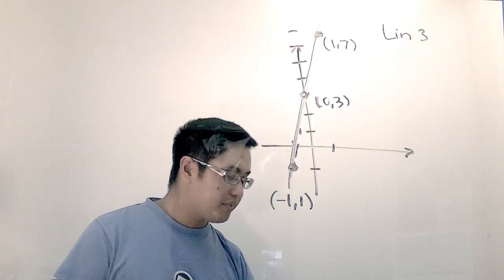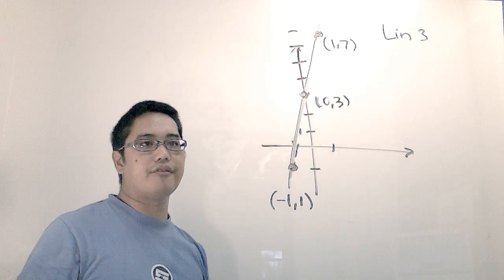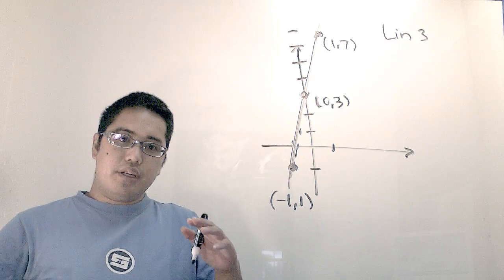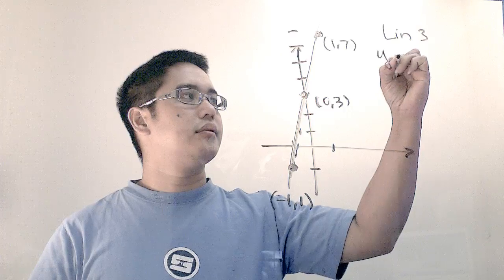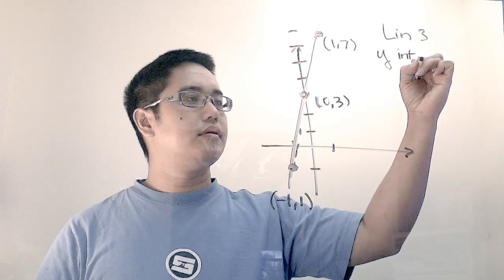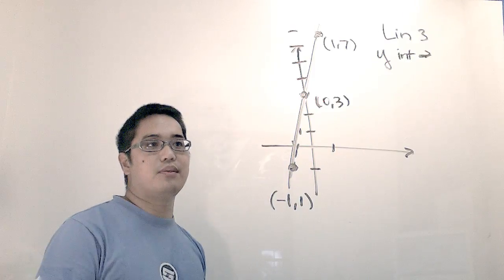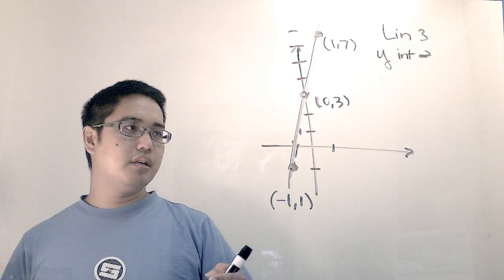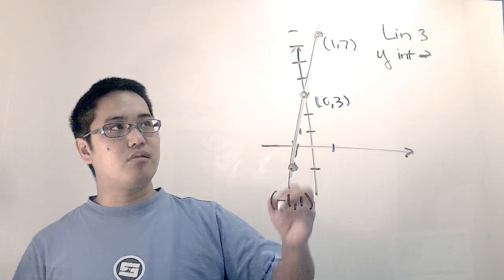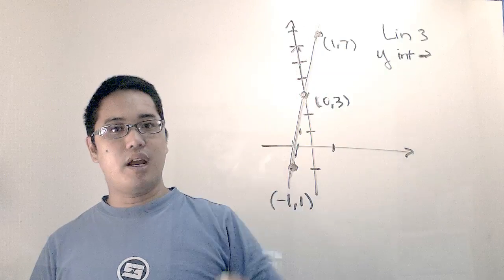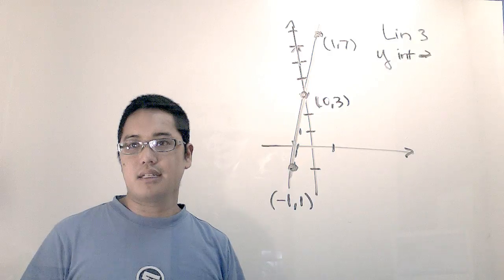Now, this is a line. This is a linear function. From the graph, can you tell what the y-intercept is? Well, the y-intercept is pretty simple. It's where x equals 0, and what is the y value at x equals 0? Basically, where does this thing cross the y-axis? This vertical axis being the y-axis, that crosses at the number 3.